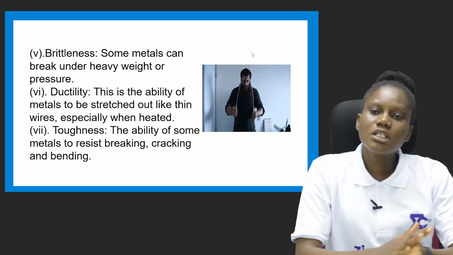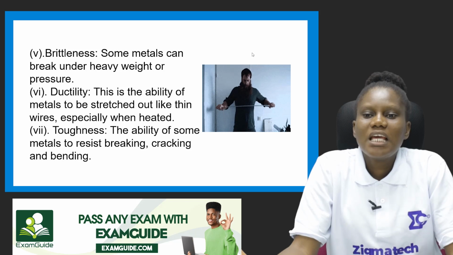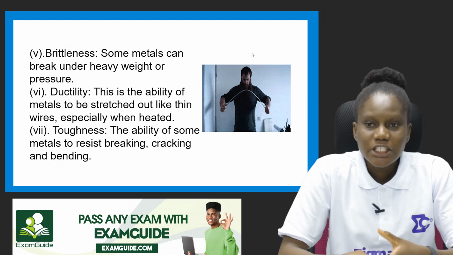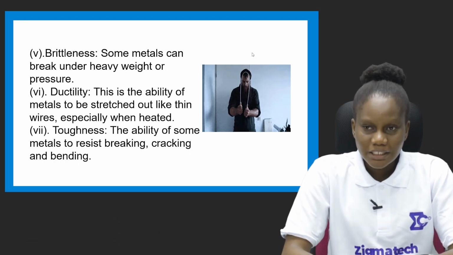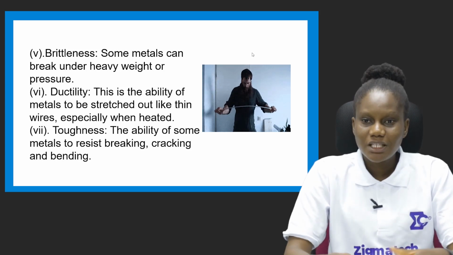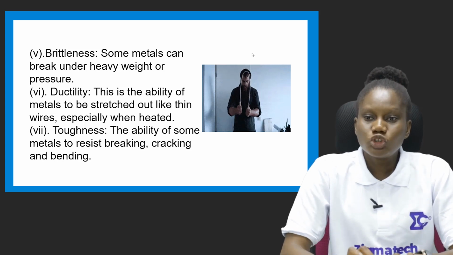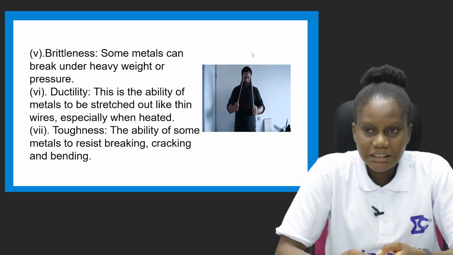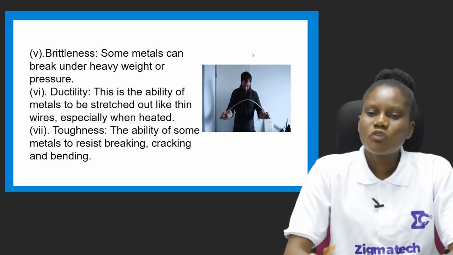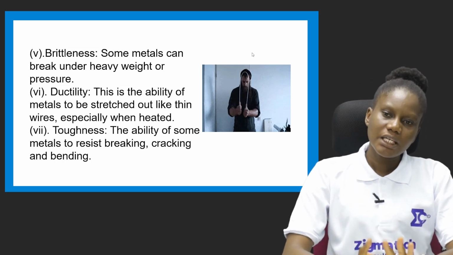Number six is ductility. This is the ability of metals to be stretched out like thin wires, especially when heated. When you pass them through some process in the industry and you apply heat to them, they can be stretched out like thin wires, such as the wires you have at home. Yes, that passes electricity. You have a tiny wire in between. Those are metals that have been stretched out and made thin so they can pass electricity. So ductility is the ability of metal to be stretched out like thin wires, especially when heated.